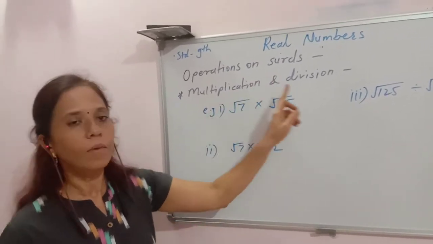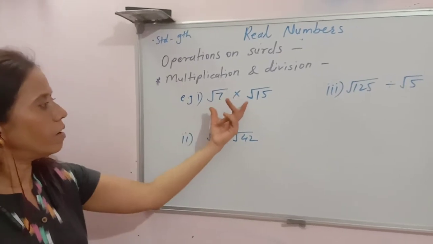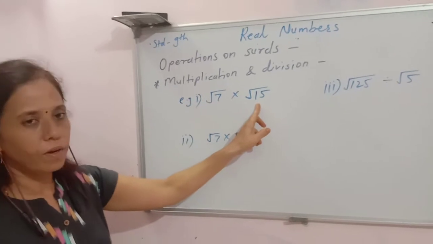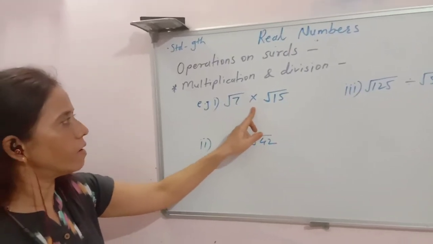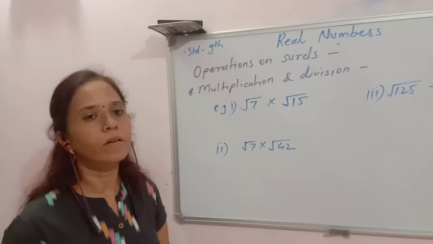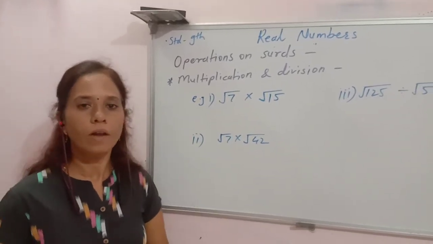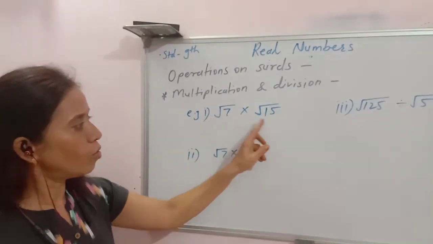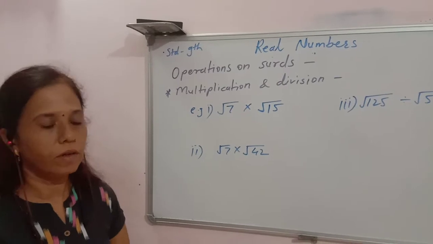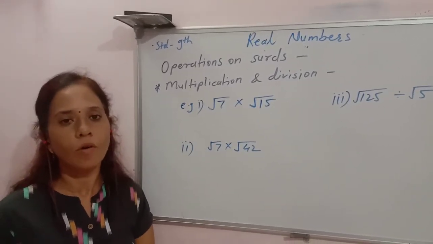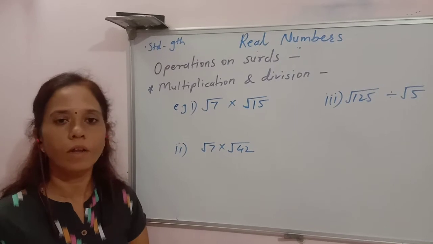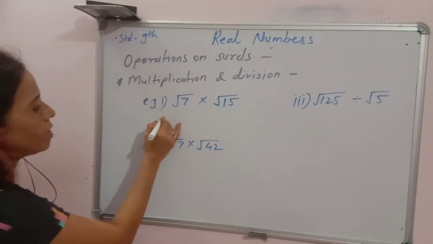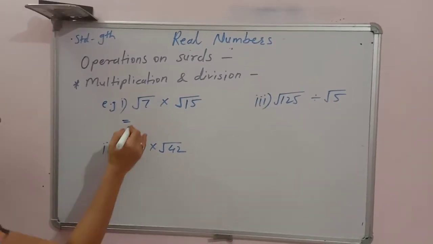Okay, first we will see multiplication and division. Now see, here two surds are there, root 7 and root 15, and their product is there. We have seen that addition and subtraction can be done on like surds. In the same way, for multiplication of surds, the two surds must have the same order. In this chapter, we are studying only quadratic surds, that is the surds of order 2. That's why these two surds have the same order. So, we can multiply them by using the rules of indices.